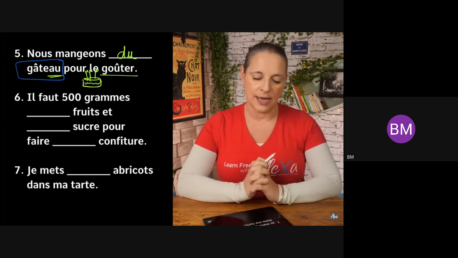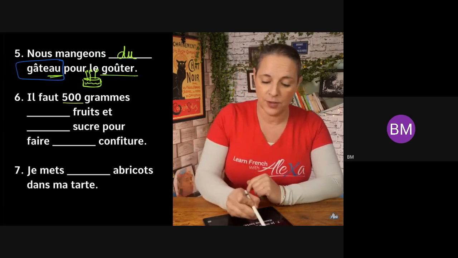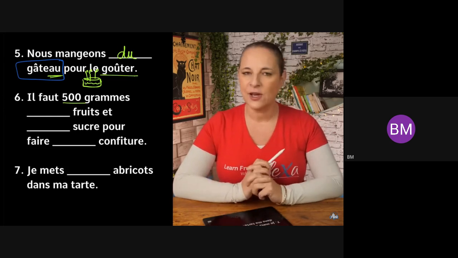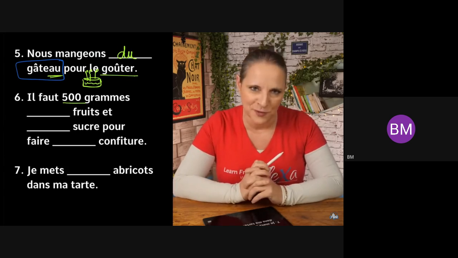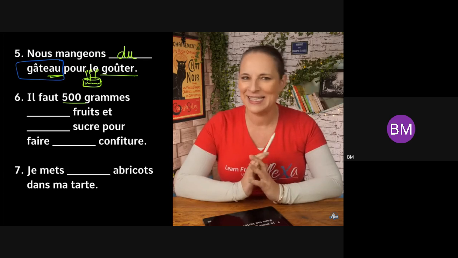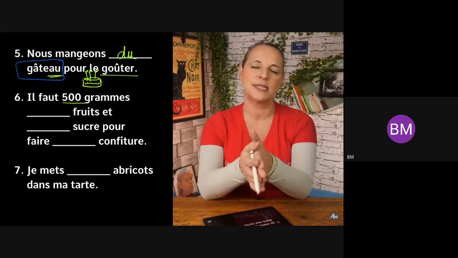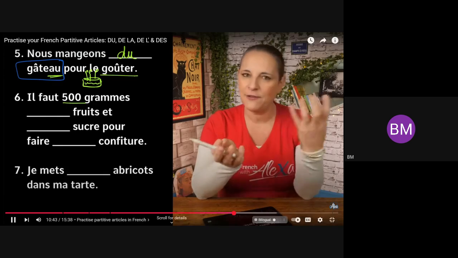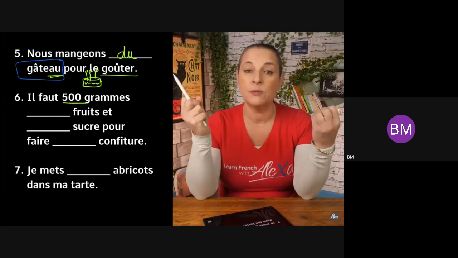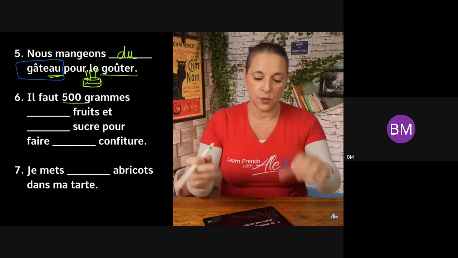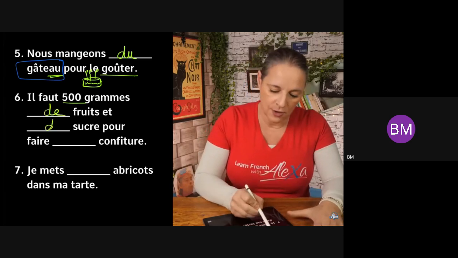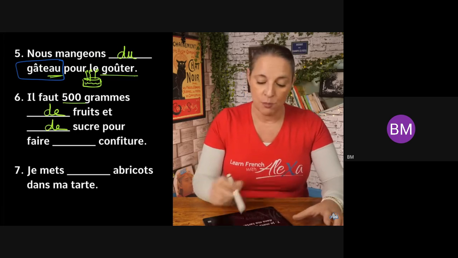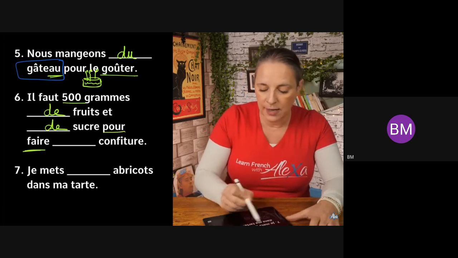Okay, next one. Aha! We have quantities here. Il faut 500 grammes something fruit et something sucre pour faire something confiture. Okay, now this one is a little tricky. Remember what I said when you use partitive articles with quantity? Well, everything you use, du or de la or des, becomes de, no matter what. So, il faut 500 grammes de fruits et de sucre, well done, pour faire, in order to make jam.